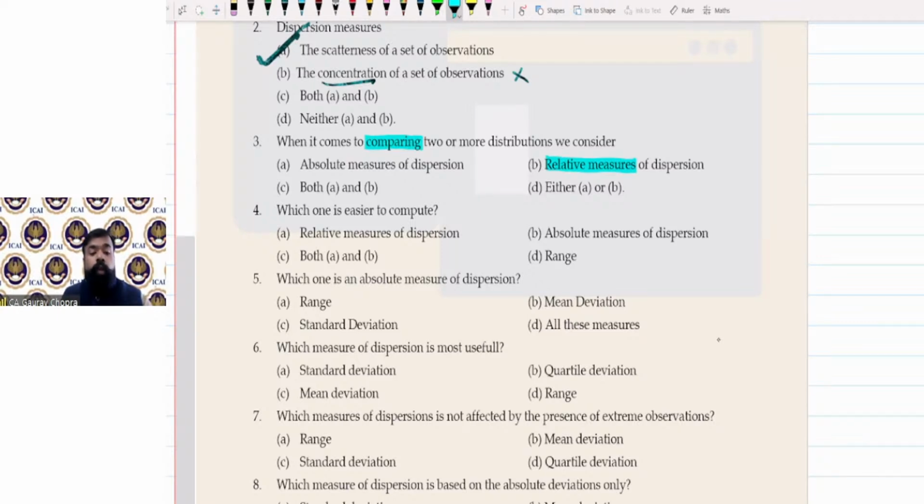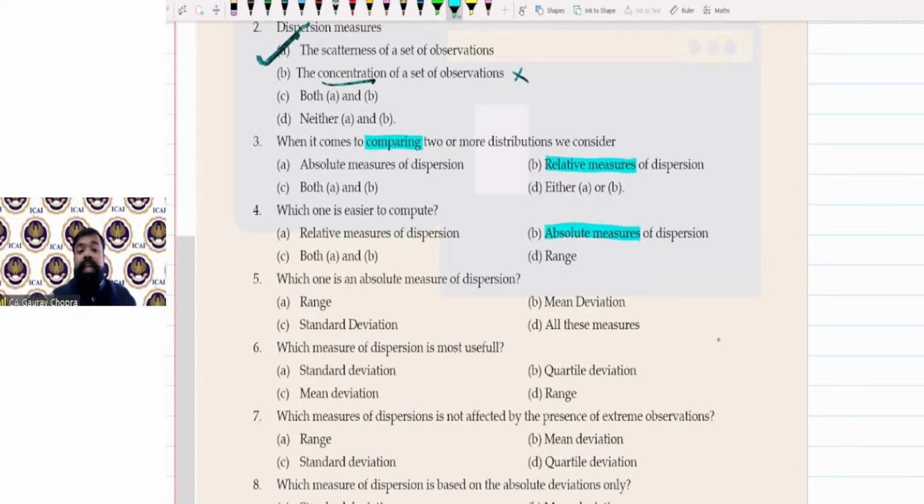Then fourth one, which one is easier to compute? इसको calculate करना easy है. So we already know it is easy to calculate absolute measure of dispersion. Option number B.